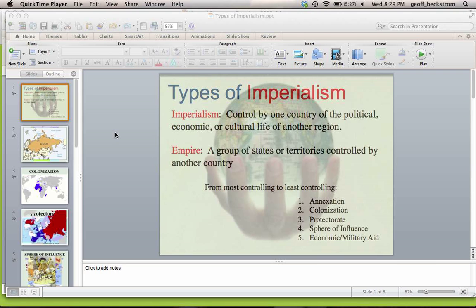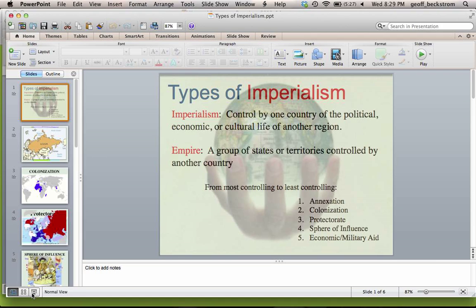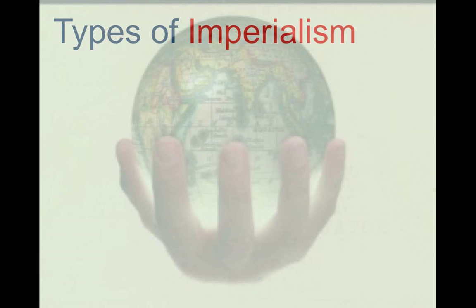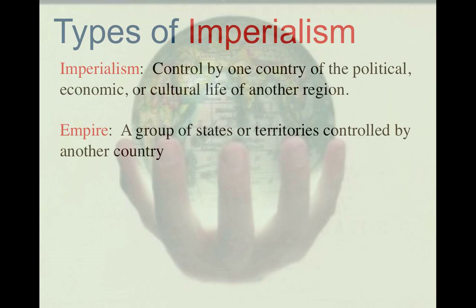All right, I'm just going to take you through some vocabulary relating to imperialism and the types of imperialism real quick. Just to start off, our broad definition of imperialism is that one country is controlling the political, economic, or cultural life of another region, typically speaking another country, or what we would think of as a country. And an empire is a group of territories controlled by another country.